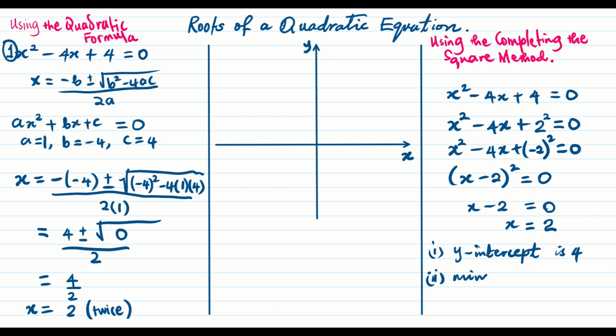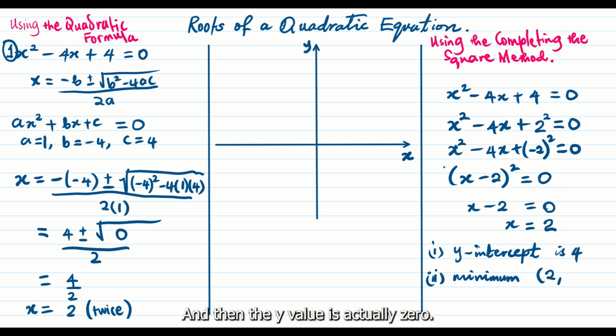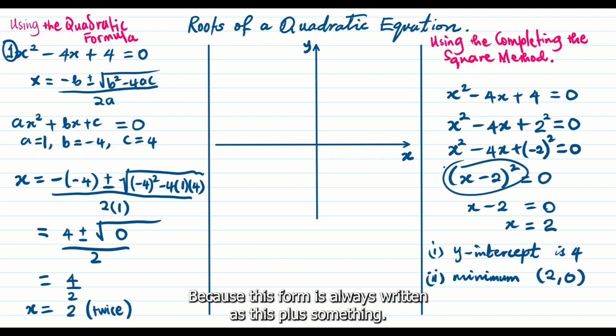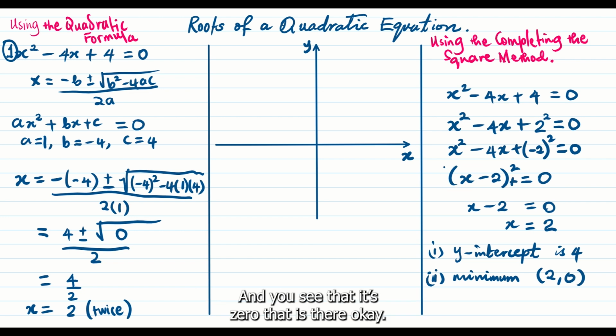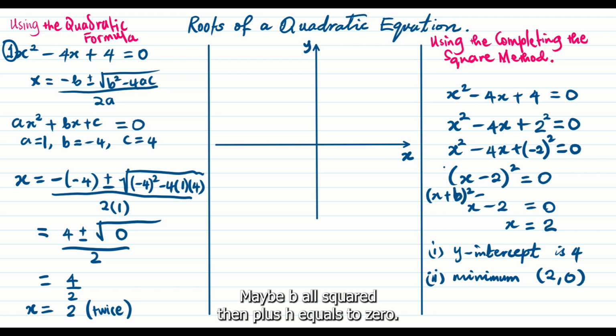Then the next thing I have will be the minimum of the graph. So the minimum, you pick it out from this form. You pick the negative of this, which is 2, and then the y value is actually 0, because this form is always written as x plus maybe b all squared, then plus h equals 0. The h there is 0, because you can't see any other letter or number there. So what is there is 0.